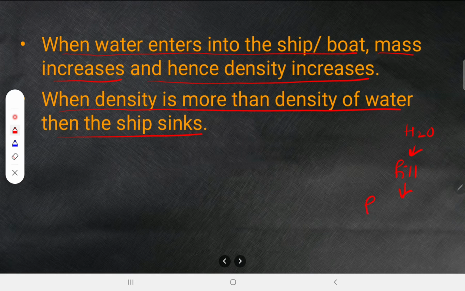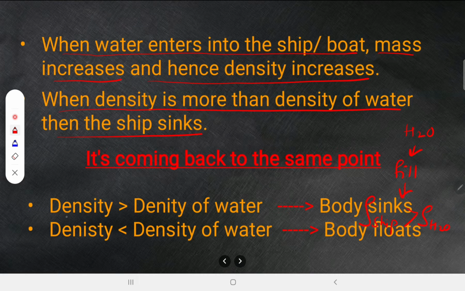So when the density of the total ship, including the mass of the water and everything, becomes greater than the density of water, it starts to sink. All right, so it is coming back to the same point again. If density is greater than the density of water, the body is going to sink.